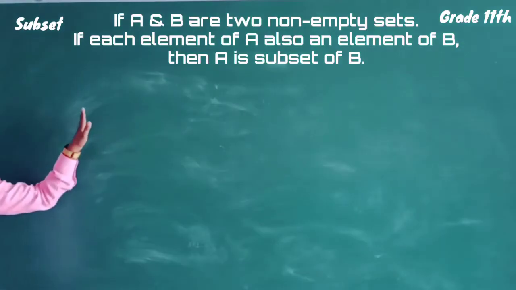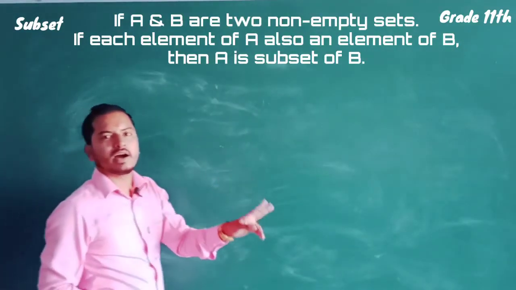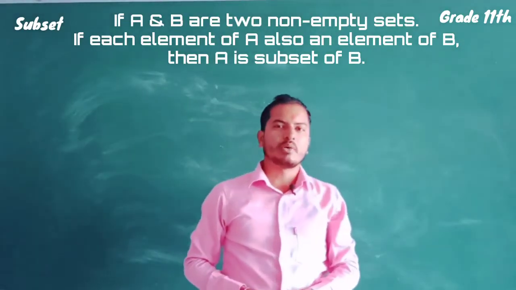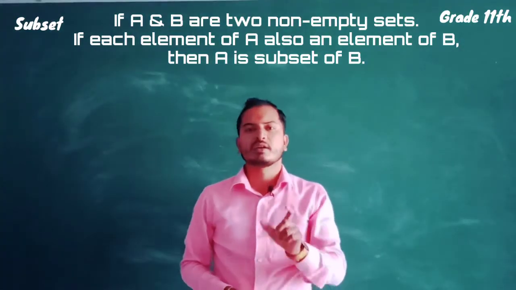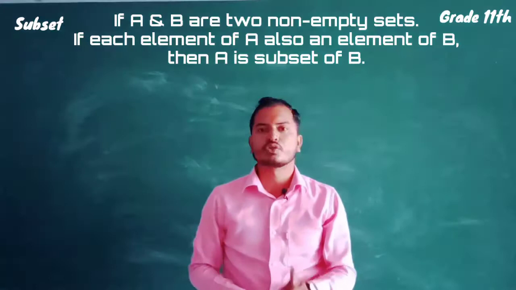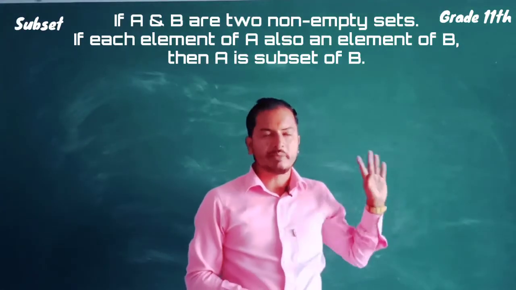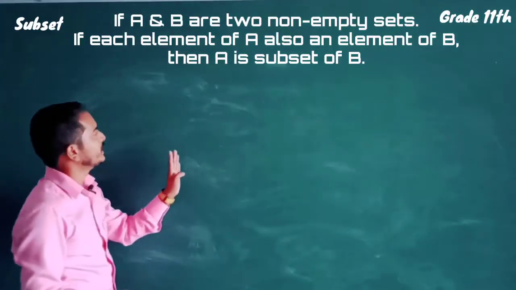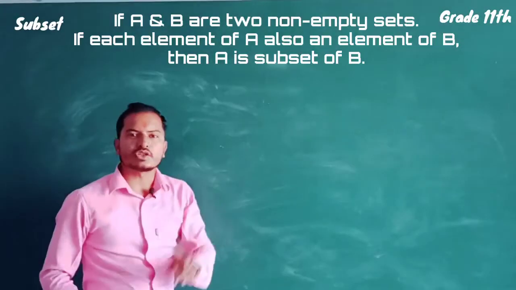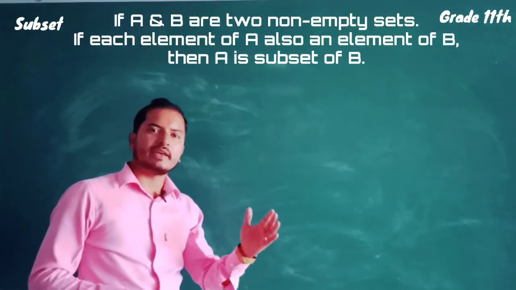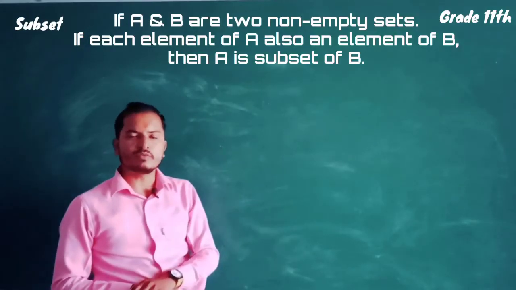The definition I have written here: if A and B are two non-empty sets. Now what do you mean by non-empty sets? Both the sets should have at least a single element. It should not be an empty set. If A and B are two non-empty sets, then if each element of A is also an element of B, then A is said to be a subset of B.